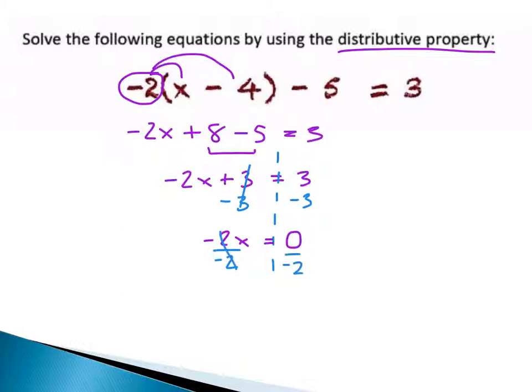Now, a lot of you are going to want to leave this as 0 over negative 2. But what is 0 divided by anything? Or 0 times anything? It's 0. So this tells me that my answer is going to be 0. Again, I can go ahead and check that, and if you want to check that, you can. Again, I'm not going to require it of you. I'm not going to do it in this example.